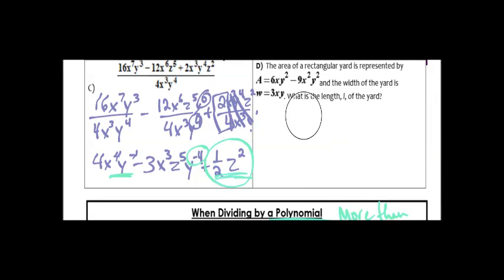So this one is talking about the area of a rectangular yard, and it's represented by that. The answer to length times width is that area. So I'm really going to work backwards on that equation. I'm just going to simplify this by dividing each of those by 3xy.